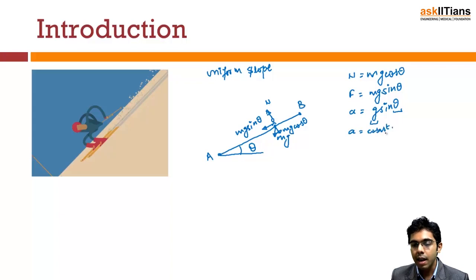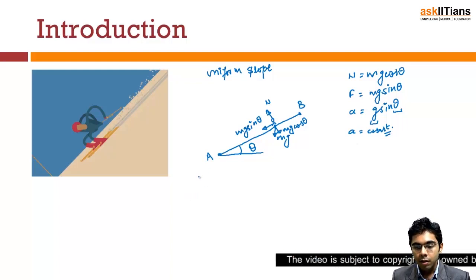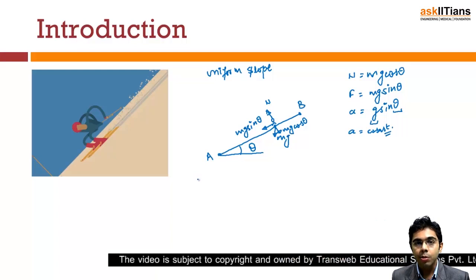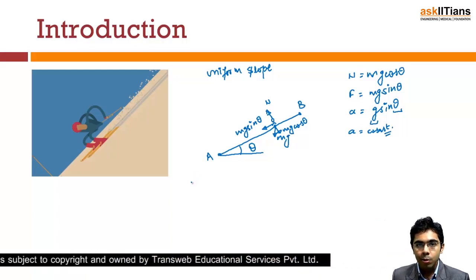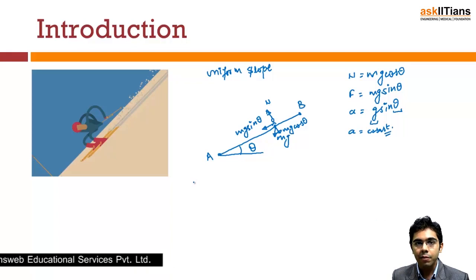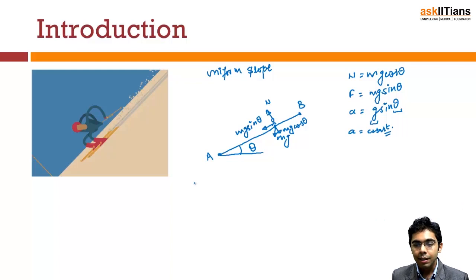So what can we say now? Since a is constant, we can apply the equations of motion: v is equal to u plus at, s is equal to ut plus half at square, and v square minus u square is equal to 2as. We can apply those equations to find the details of this motion. So this is the main purpose. If something is being asked, we can solve it using these kinds of equations.